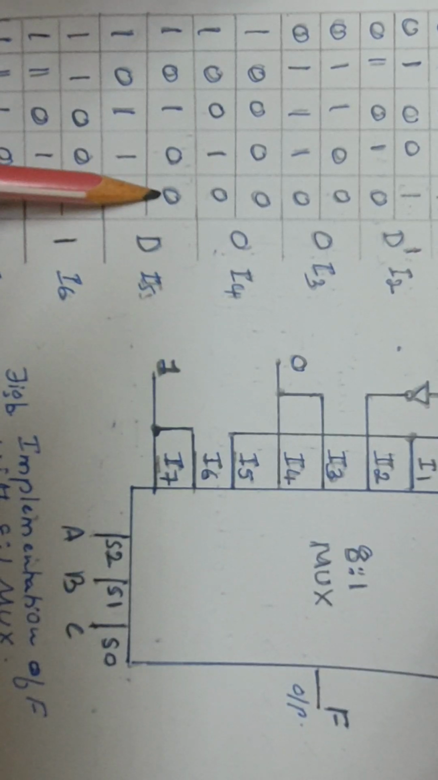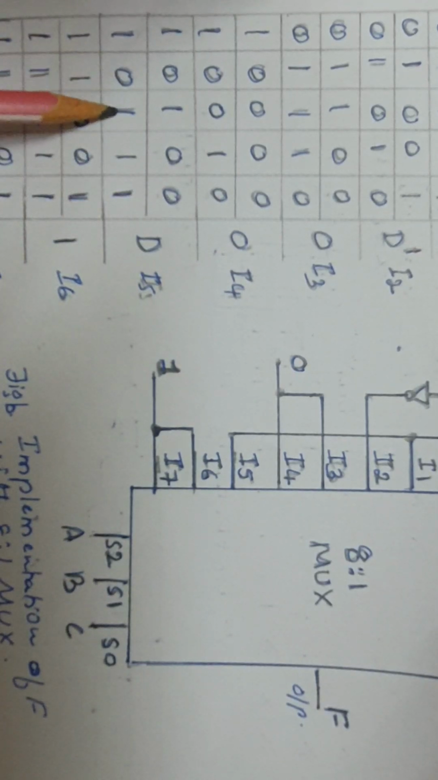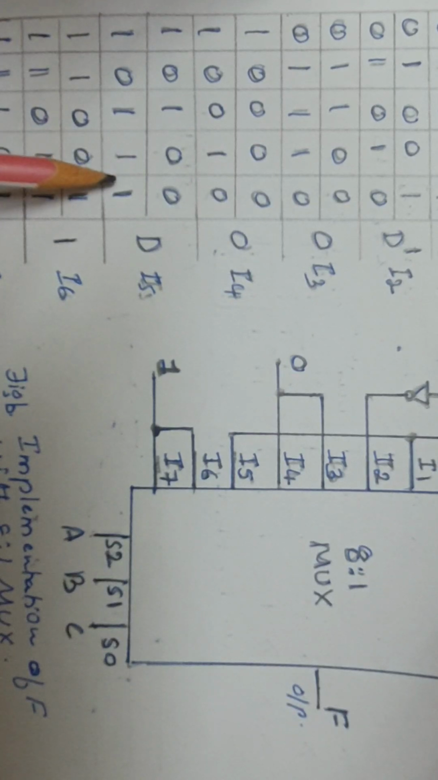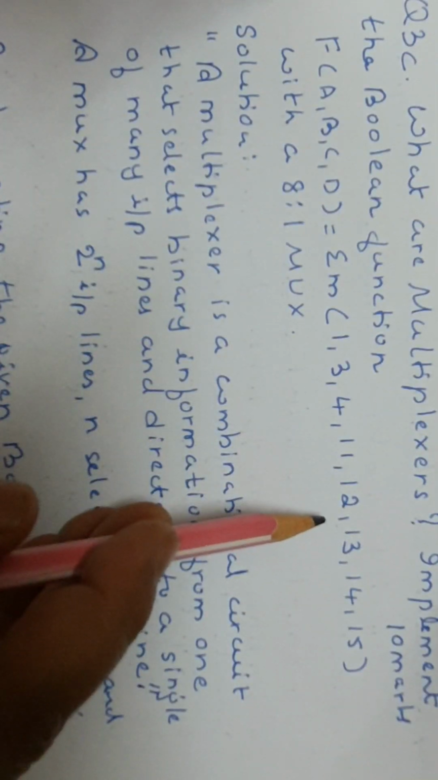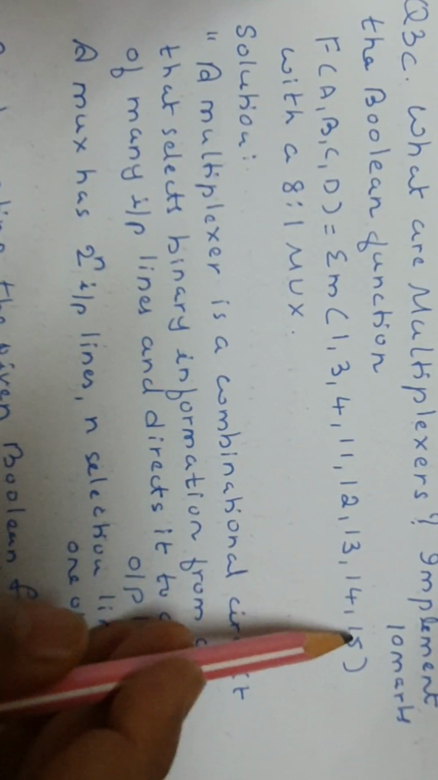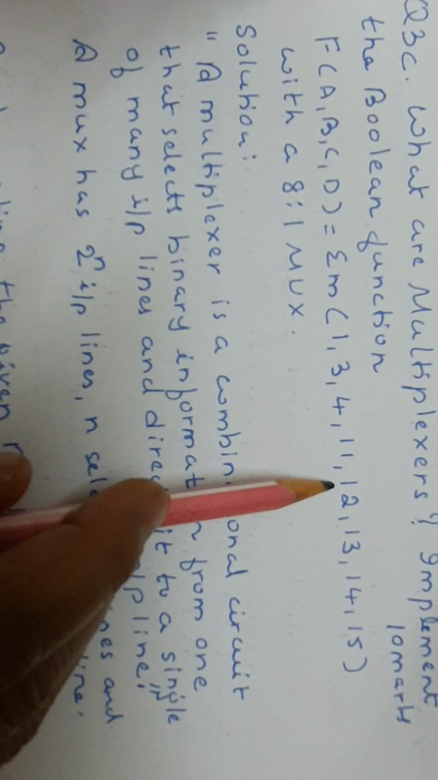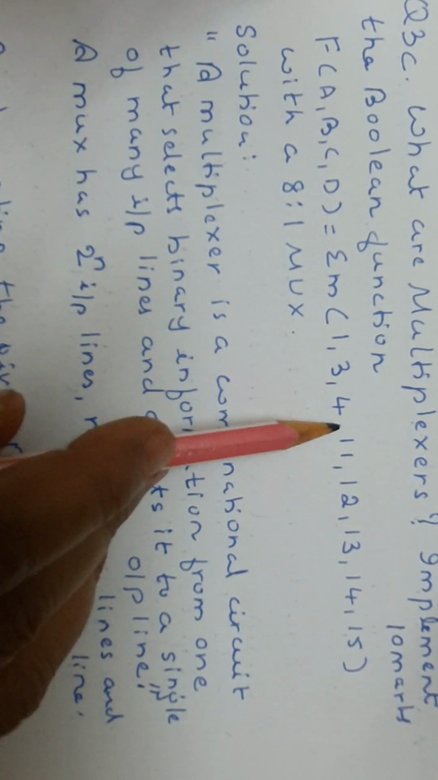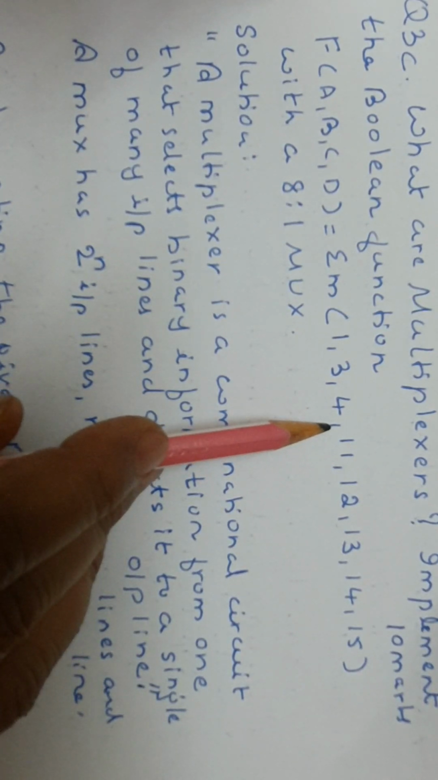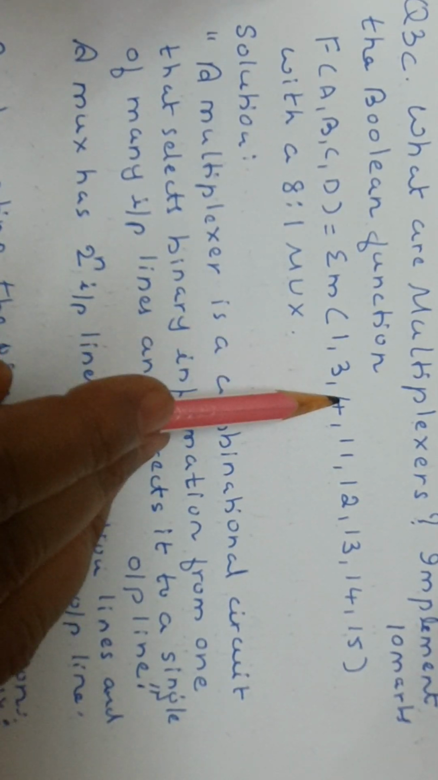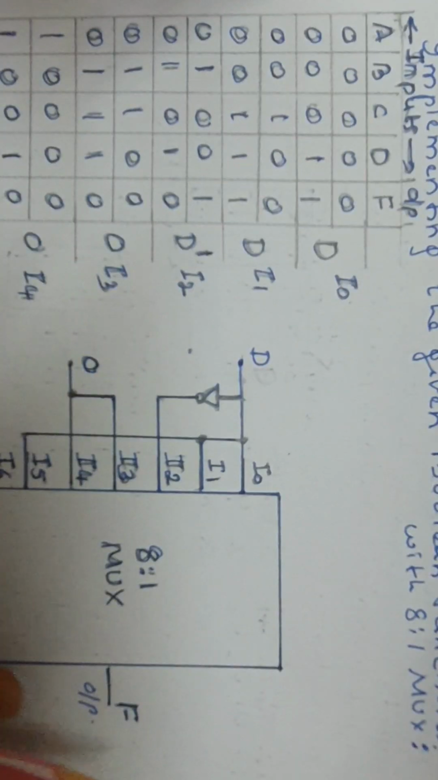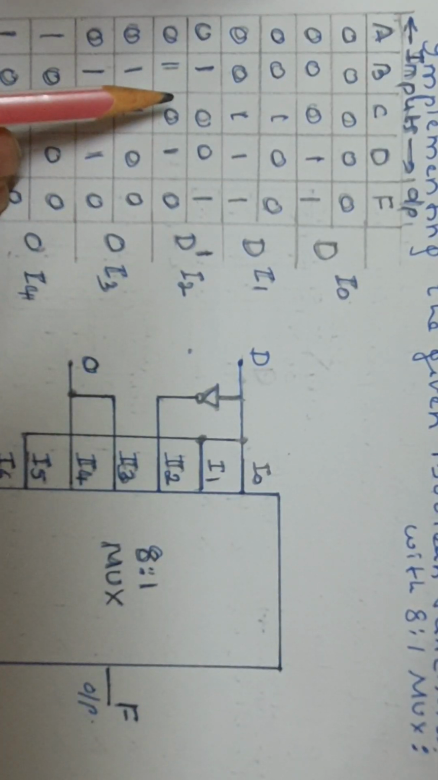This is 0 means this is not there in the given function. 1011, this is minterm 11. This is present in the function, hence 1 is written here. So if you observe here, minterms 11, 12, 13, 14, 15 are present. So there in the truth table, the output is written as 1 for those minterms. But which are not present here? 5, 6, 7, 8, 9, 10. They are not present. Hence, the output is written 0 for those minterms. And similarly for 1, 3, 4, 1 is written. That is how the truth table is prepared.